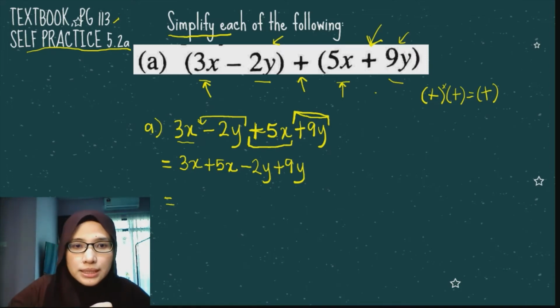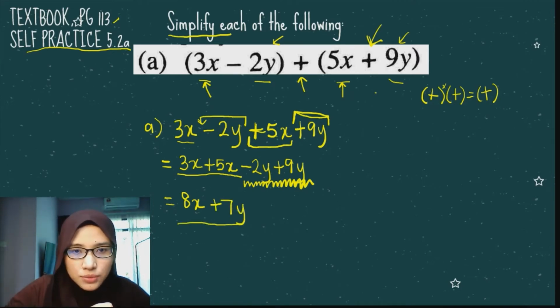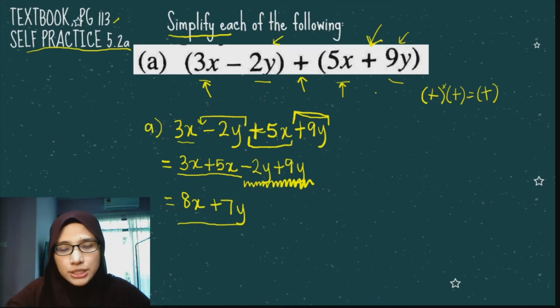Then we just calculate the same variable together. 3x plus 5x, we have 8x, and negative 2y plus 9y, we have plus 7y. So that's how we do our simplification.